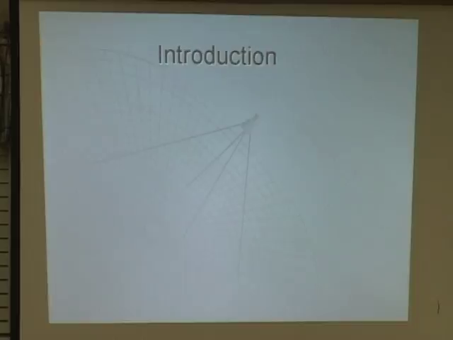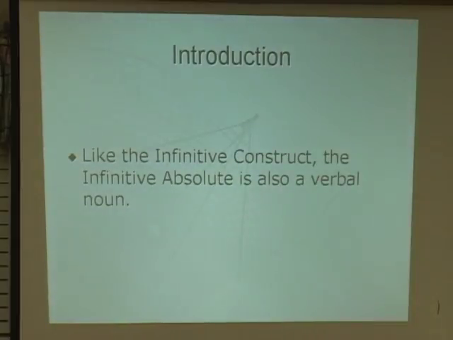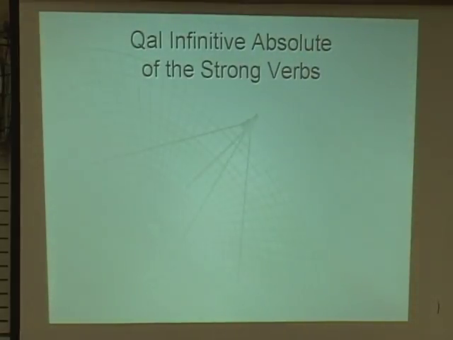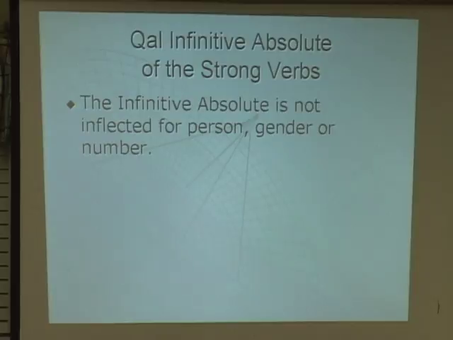Okay, let's move on. Like the infinitive construct, the infinitive absolute is also a verbal noun, so there's no difference there. And like the infinitive construct, it is also not declined by gender, number, or person. If we look at the infinitive absolutes of the strong verbs, the infinitive absolute is not inflected for person, gender, number. We already discussed that.